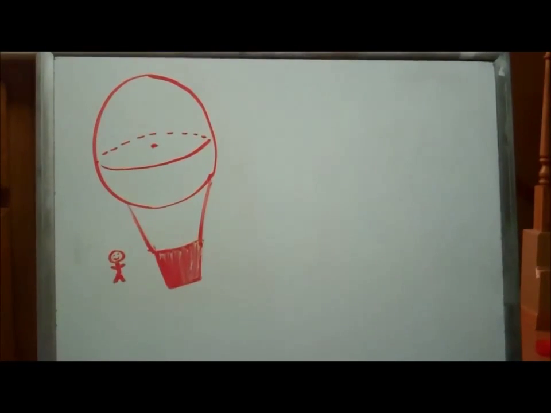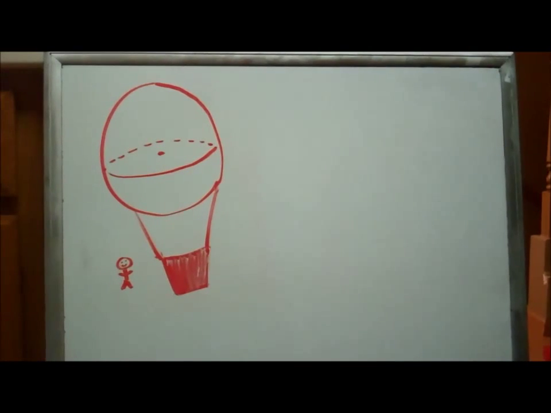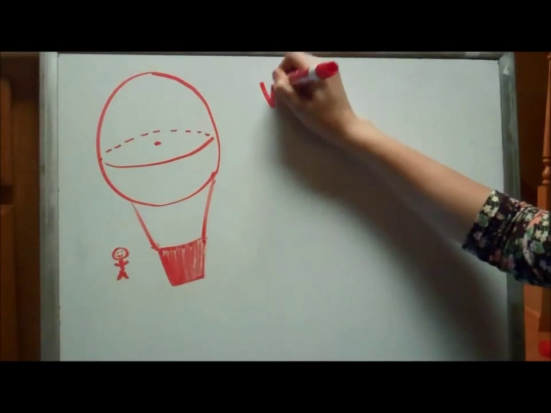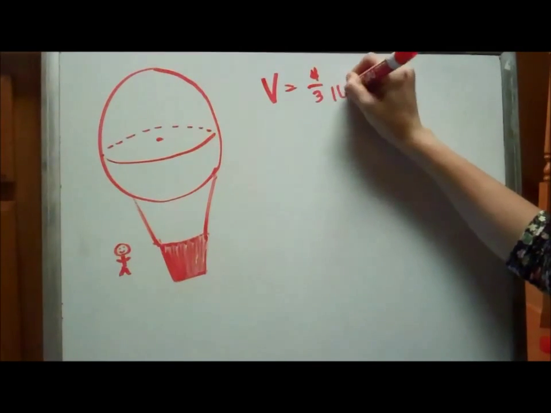Imagine that you want a free trip from your house to any place of your choice. Your trip must be completed via hot air balloon ride. Assuming that your balloon is a perfect sphere, you know that the volume of your balloon is equal to 4/3 pi r cubed.